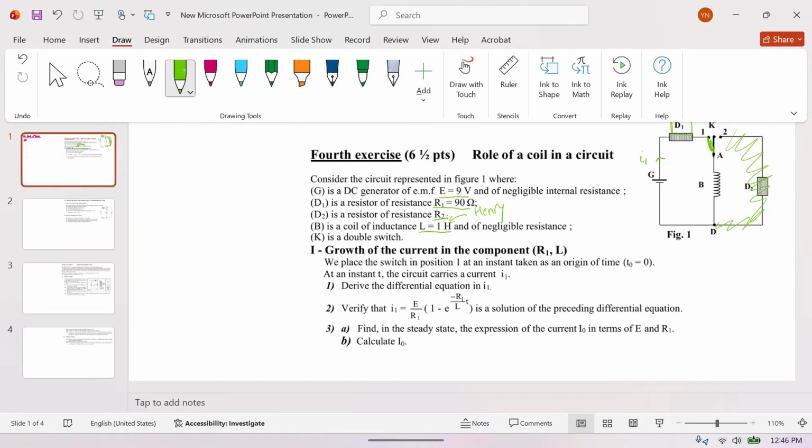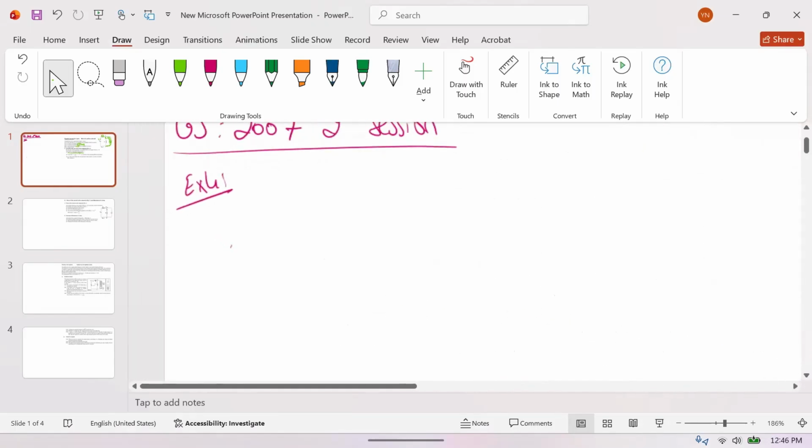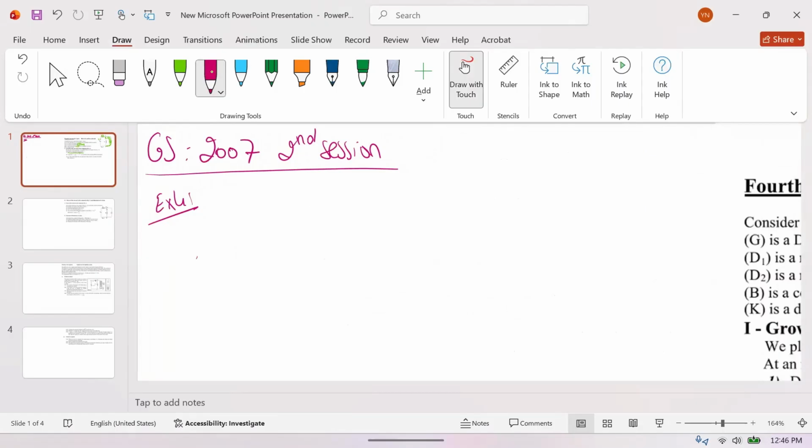In question 1, they're asking us to derive the differential equation in i1. As expected, just like we do in the capacitor, we're doing the same here. So if you're familiar with the capacitor, you're supposed to like this chapter. It's the same steps of calculation, even though it's a different physics concept. Now, we always start step 1 by the law of addition of voltages, or what you're supposed to know as Kirchhoff's law.